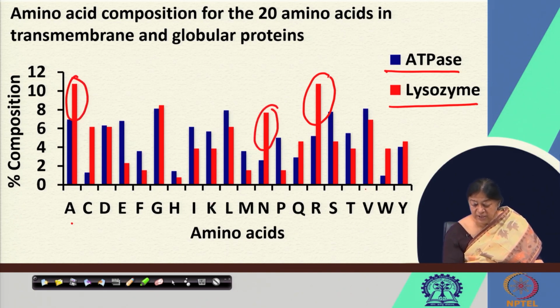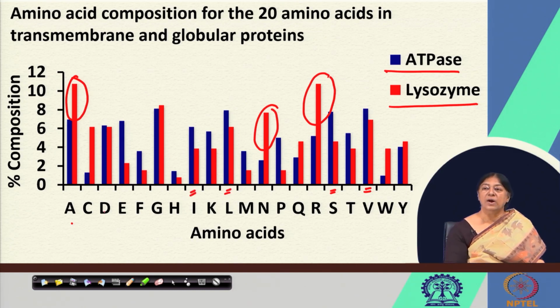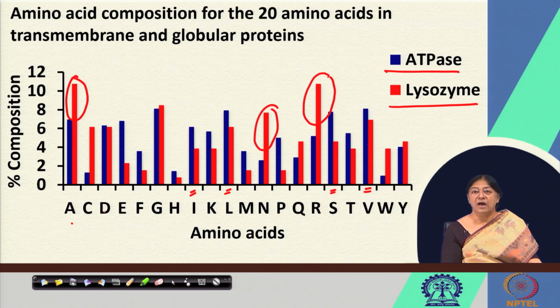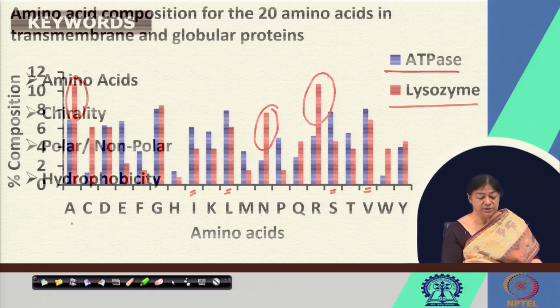But if we look at the blue ones where we have valine, we have serine, we have leucine, we have isoleucine, these are the ones that are hydrophobic in nature. So, the hydrophobic nature tells us that this is preferably a transmembrane protein.